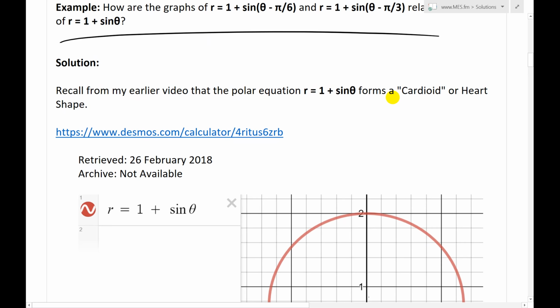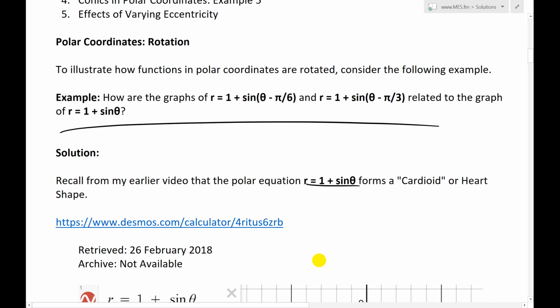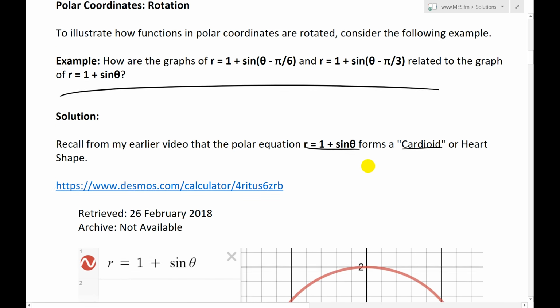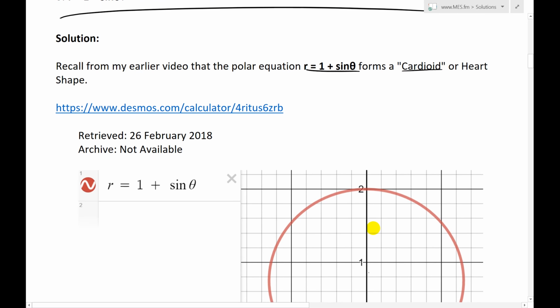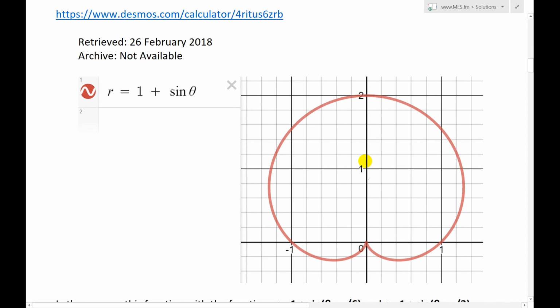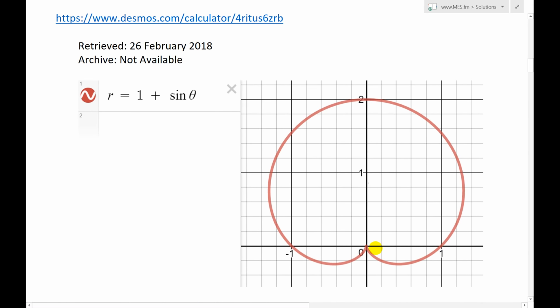First off, recall from my earlier video that the polar equation r equals 1 plus sine theta, this basic one right here, without these terms there, forms a cardioid, or heart shape. I put a link in the description below. And here it is. If you graph it, it looks something like this, just an upside down heart. r equals 1 plus sine theta using the Desmos graphing calculator.